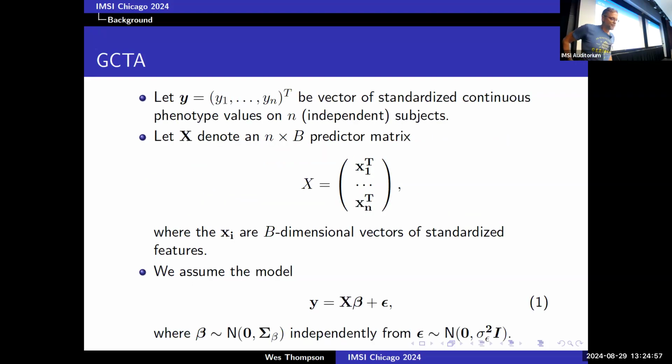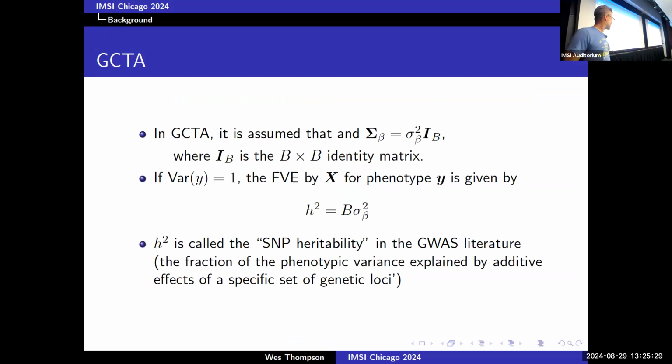But anyway, the basic idea is very simple. It's very closely related to ridge regression. You have a vector Y of standardized continuous phenotypes. In GCTA, you could also have dichotomous phenotypes. X is a predictor matrix where N is the number of subjects and B is the number of features or loci, and these assume a linear model. But the one twist is they add a prior on beta that's normally distributed with mean zero and a variance-covariance matrix sigma beta. In fact, it makes an even simpler assumption that the matrix is sigma squared beta times the identity matrix.